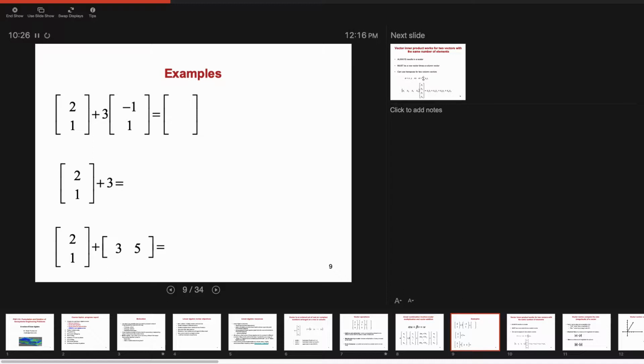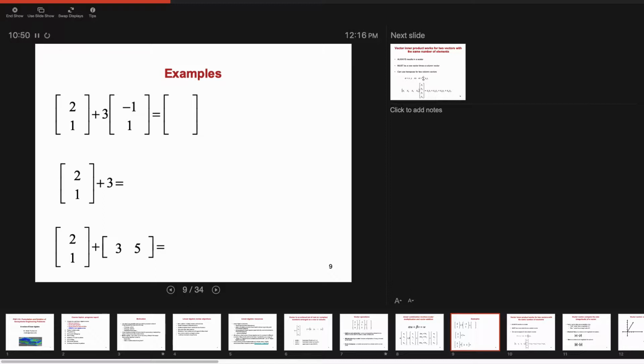So what is the result of the first one? -1, 4. So that's 2 plus 3 times minus 1, which is 2 minus 3, that's -1. And then 1 plus 3 times 1 is 4. Okay, what's the next screen? Anyway, what do I do in the second one?